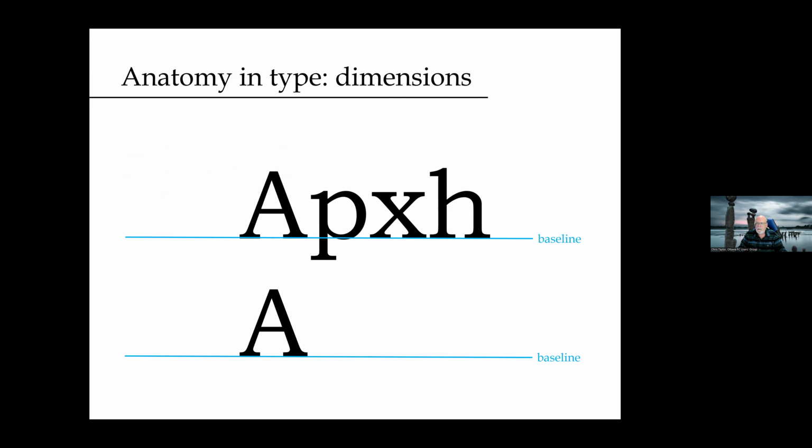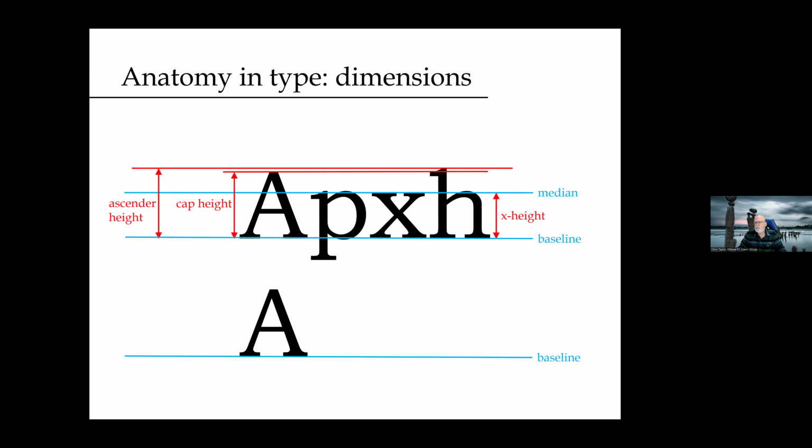The baseline is where the glyphs rest. The x height is the height above the baseline of a lowercase x. The cap height is the height above the baseline of capital letters. You have ascender heights, which is how high lowercase letters extend above the baseline, and they can extend above the cap height. You have a descender height, where some glyphs go below the baseline. And you have leading, which is the space between multiple baselines.